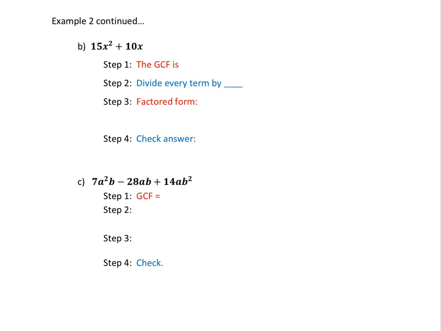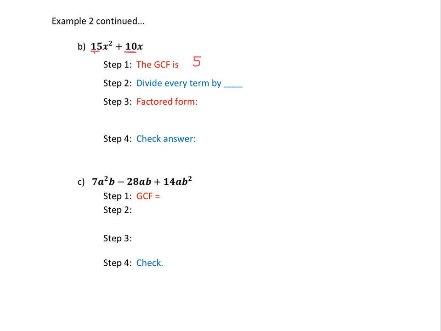So the first thing you look at is the numbers. If we look at the two coefficients, we have 15 and 10. What number is the most that those two numbers can be divisible by, or divided by? And that answer is 5. Both 15 and 10 can be divided by 5, but nothing bigger than that at the same time.